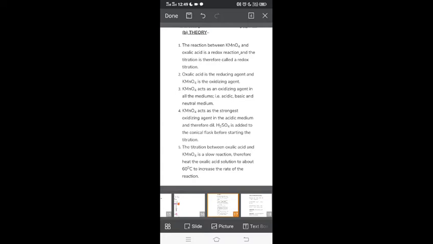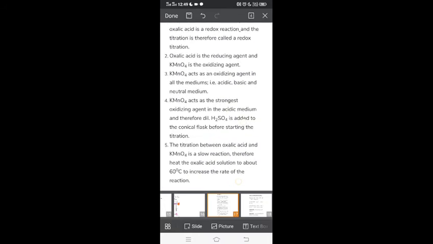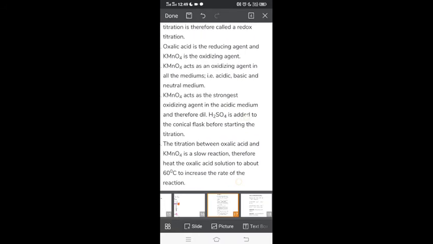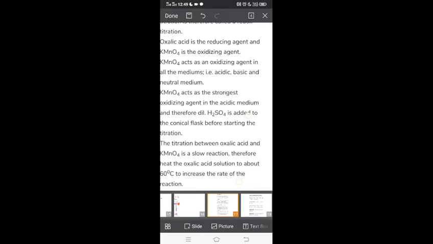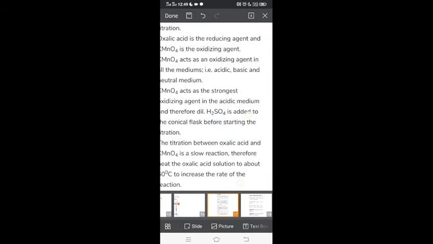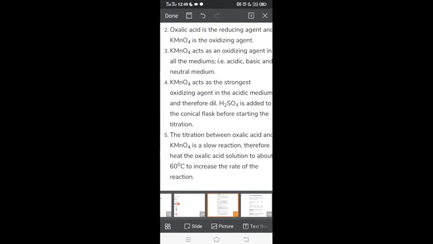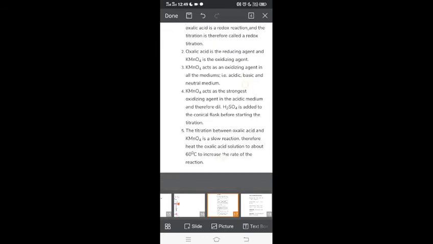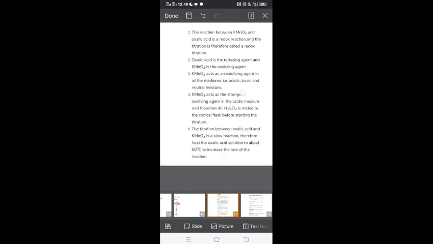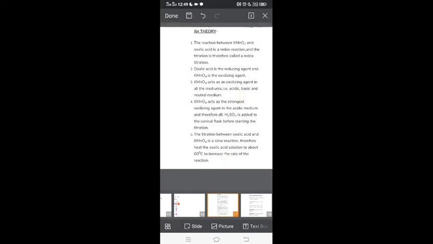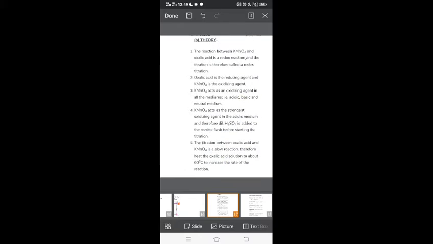Hence, in the conical flask, when you add oxalic acid plus sulfuric acid, the sulfuric acid, when it reacts with KMnO4, makes it behave as a stronger oxidizing agent and it will oxidize the oxalic acid. Okay, children, it will bring about oxidation in the other substance. Now here the titration between oxalic acid and KMnO4 is slow, therefore we need to heat the oxalic acid solution. You will see in the procedure it may be mentioned that warm the solution up to 50 to 60 degrees Celsius. Okay, children. Now this is only the theory behind the redox titration of oxalic acid versus KMnO4.